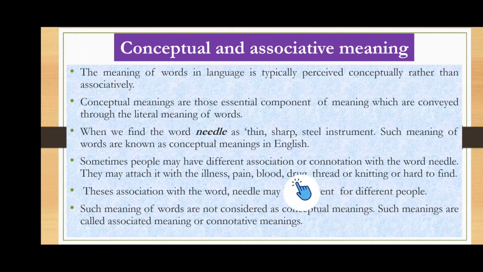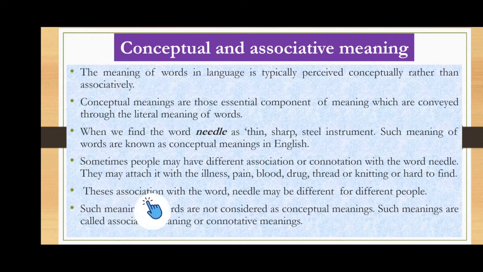So all these types of meaning are called associative meaning, because you cannot find such meanings of the word needle in a dictionary. In a dictionary, you can find a thin, sharp steel instrument. You can't find the meaning of the word needle as illness, pain, blood, drug, etc.